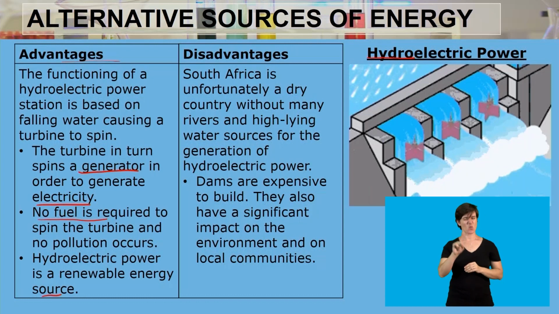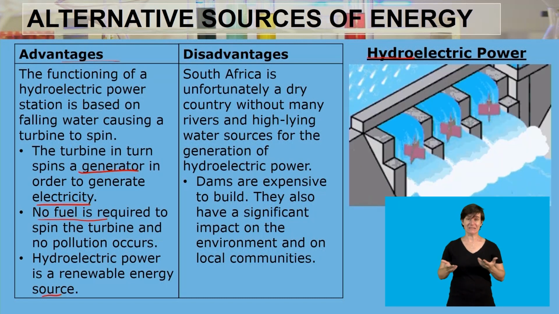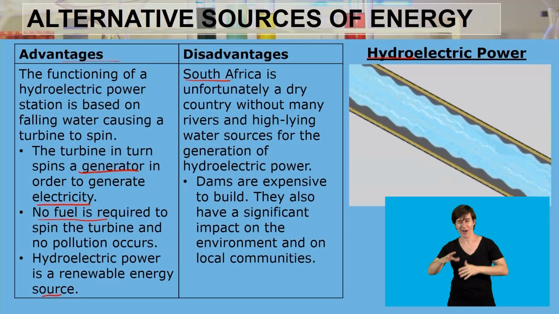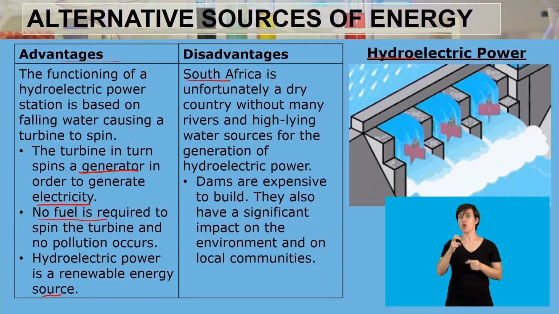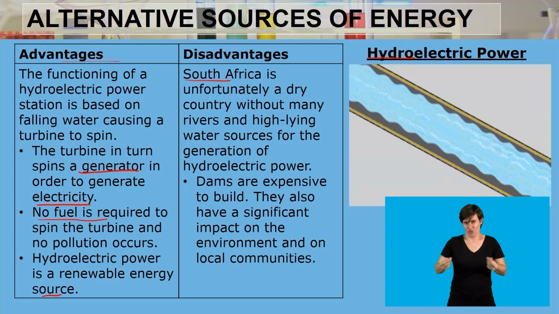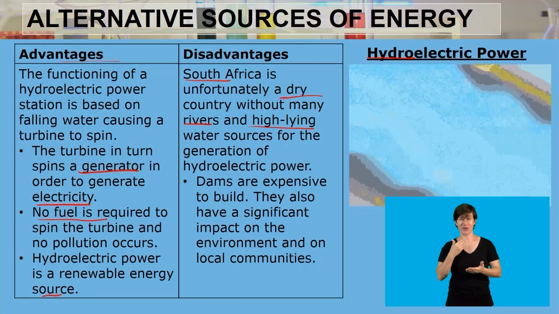So what are the disadvantages of using the hydroelectric power plant? South Africa, unfortunately, is a dry country without many rivers and high-lying water sources for the generation of hydroelectric power. Because our country is dry, we do not have a lot of rivers or any high-lying water sources that we can use. Remember that this is based on falling water. So if we don't have high-lying water that can fall onto a turbine, we are unfortunately unable to use this hydroelectric power plant the way it's supposed to be used.